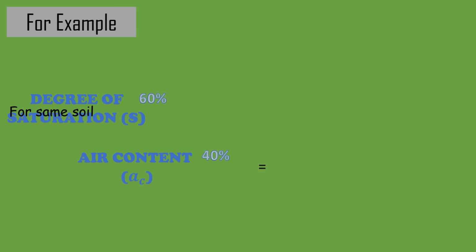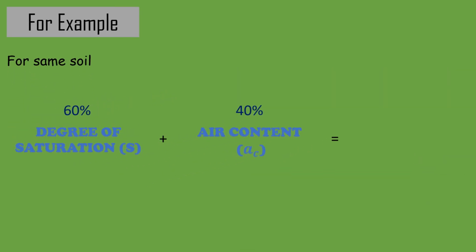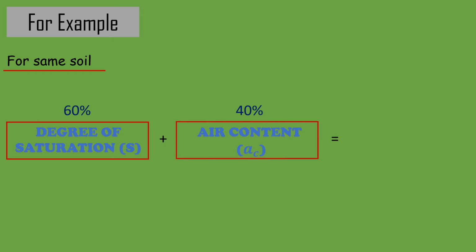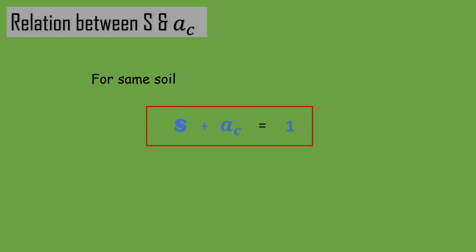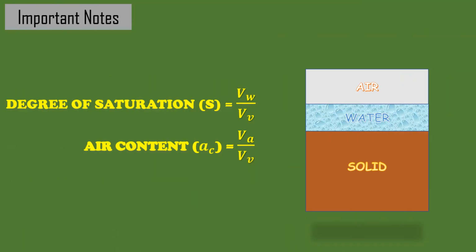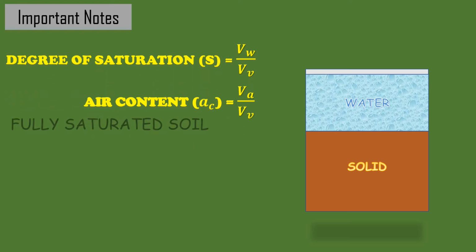From these two definitions, we can conclude that for the same soil, the sum of degree of saturation and air content will always be 1. Hence, the relation between degree of saturation and air content is given by this formula. Now, let's see some important points related to degree of saturation and air content which should be noted.